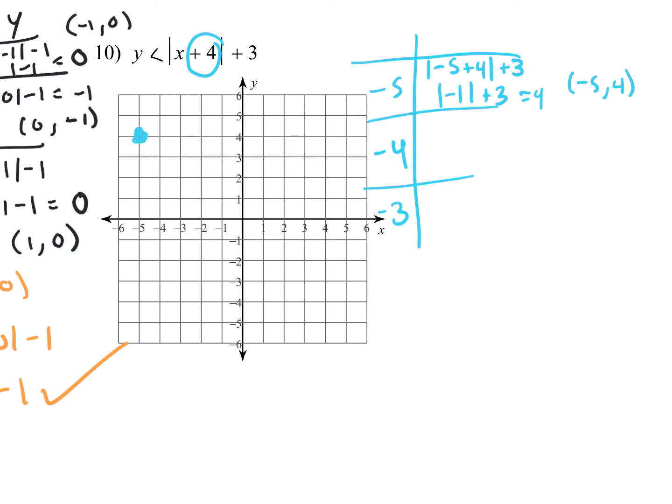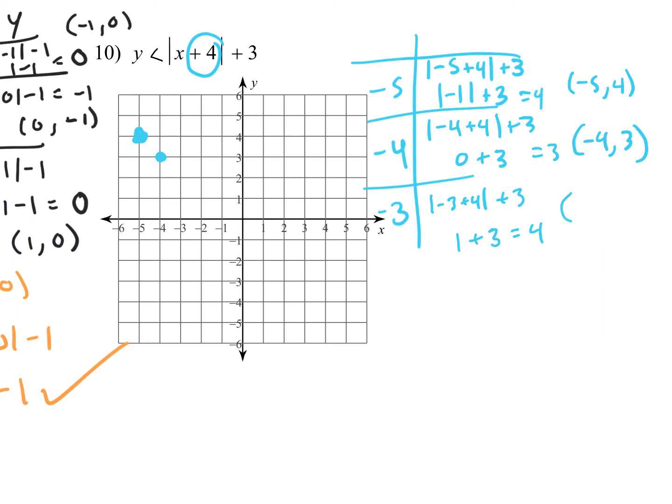Next I plug in negative 4. So negative 4 plus 4. And 0 plus 3. So I plugged in negative 4 and got 3. So go left to negative 4, up 3. Then I plug in negative 3. Negative 3 plus 4? 4. And 1 plus 3? 4. So negative 3 comma 4.